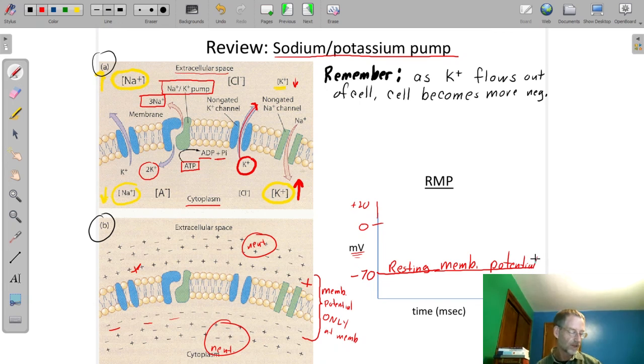Typically around minus 70 millivolts. And this is our electrochemical gradient. Here's the electro part, and the chemical part is the sodium and the potassium. Okay.